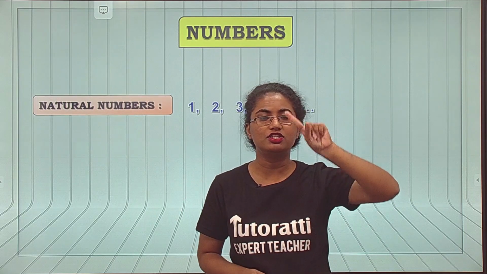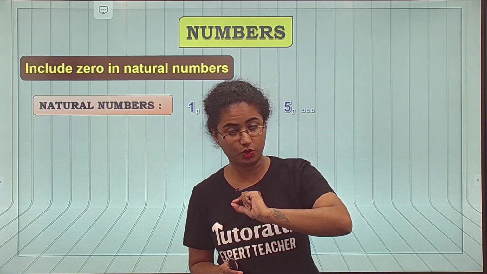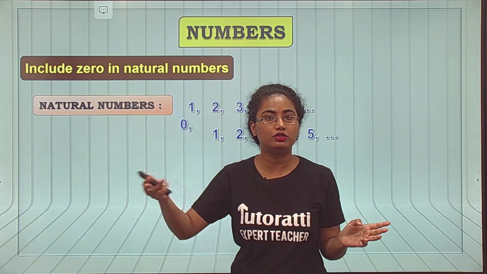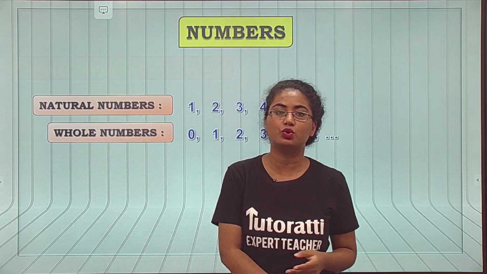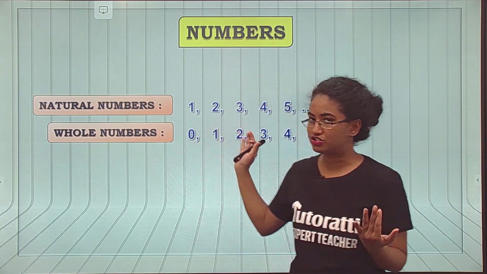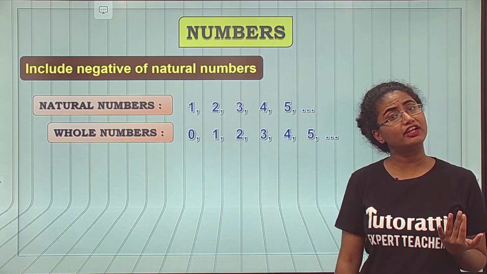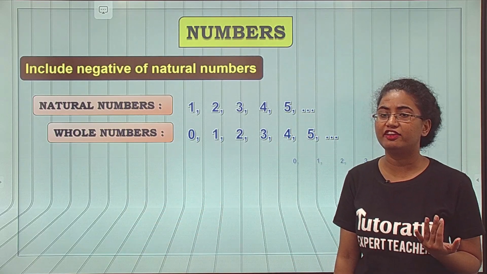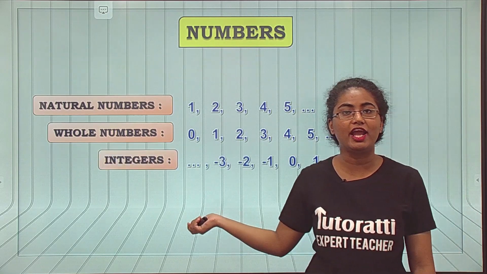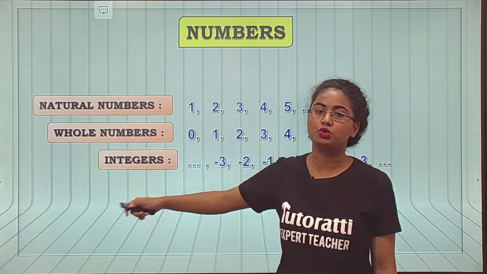Now if we add the single greatest invention to these numbers, which is 0, if we add 0 to the set of natural numbers, what does it become? 0, 1, 2, 3, 4, 5. This set is known as whole numbers. Now we have positive numbers, we have a 0. What if we add negative numbers to this set? -1, -2, -3, ये बनते हैं integers. These become integers.